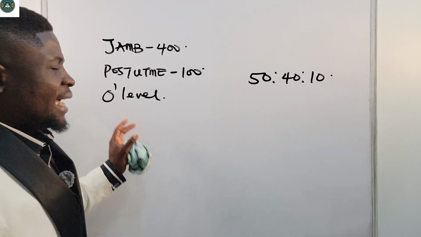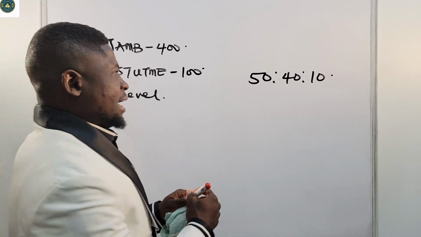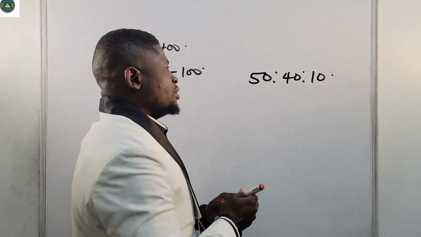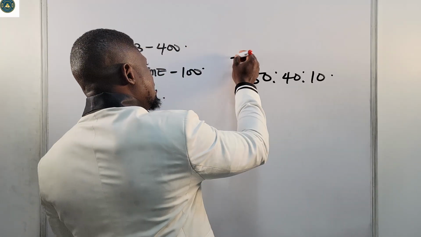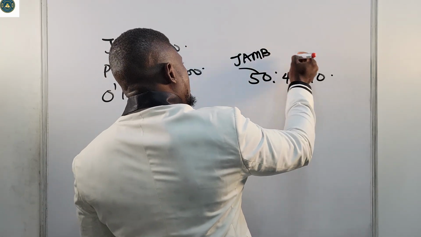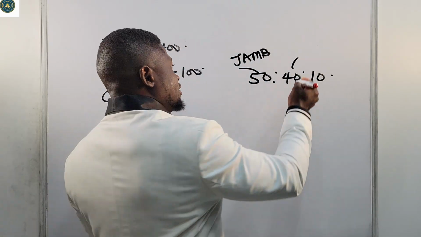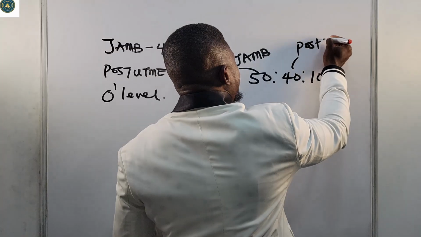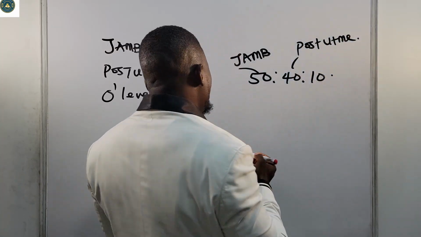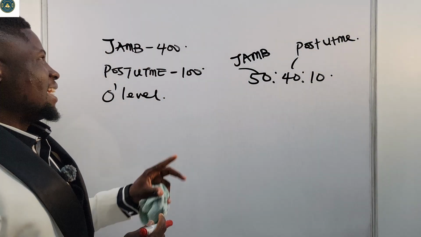Your O-level is there also. So 50% is from JAMB, and 40% is from your Post-UTME exam. You must write a Post-UTME screening exam for OAU.